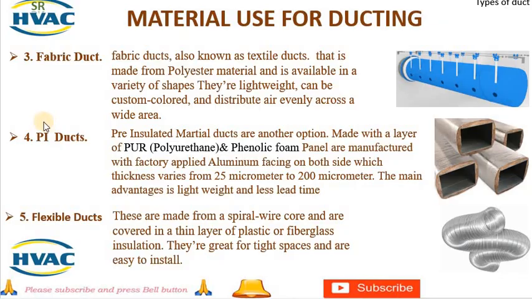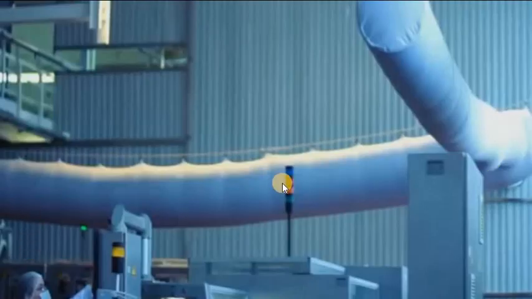Okay, the next one is fabric duct. Fabric duct is also known as textile duct, that is made from polyester material and it is available in various shapes and sizes, mostly in round shape, even semicircle, and it is mostly used in gyms and store areas where we want the air to be distributed evenly while maintaining our RH.